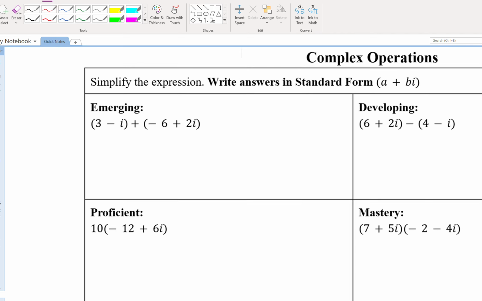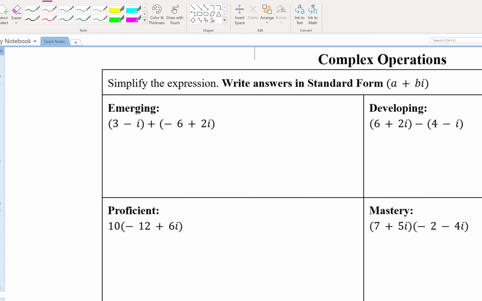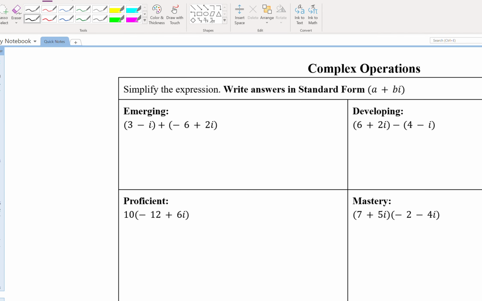So we're going to focus in this video on the addition problem here. We've got 3 minus i and we've got negative 6 plus 2i. None of those are going to change, so we're just going to eliminate the parentheses. I kind of like stacking them personally. So I'm going to write 3 minus i. I'm going to leave a little space here because if you just have minus i, that's the same as minus 1i, and that might be helpful for you to write that there's a 1 there. And then I've got minus 6 plus 2i.